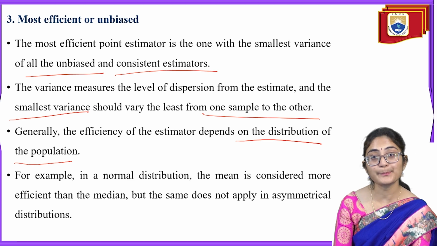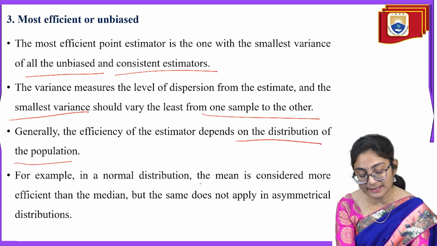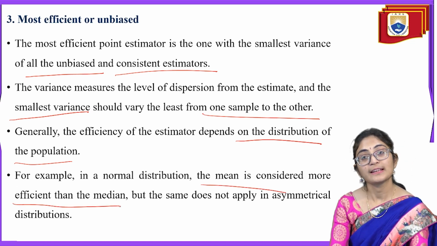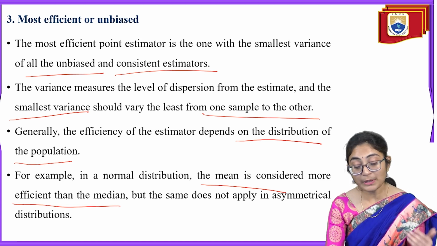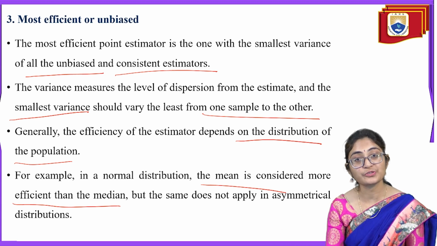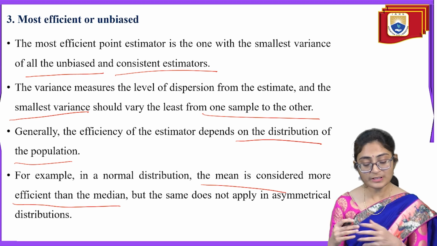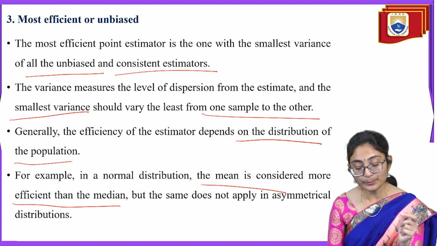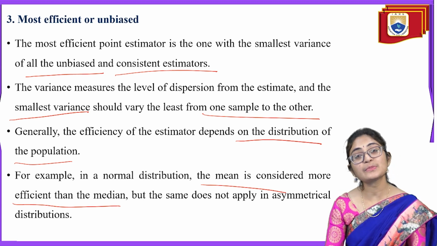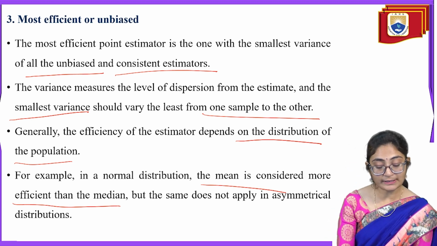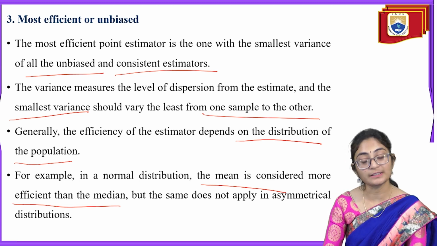Let us take normal distribution as an example. In a normal distribution, the mean is considered more efficient than the median. But the same does not apply in an asymmetrical distribution. A normal distribution is symmetrical, and the mean is more important than the median. But when you use an asymmetrical distribution, the mean is not more efficient than the median.